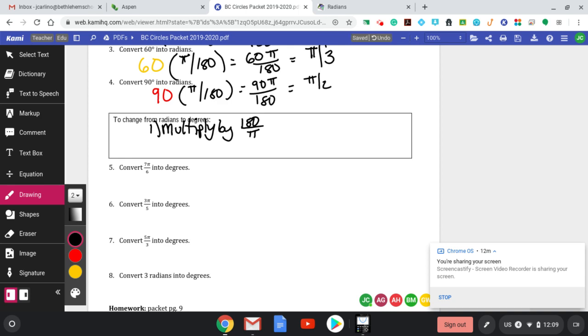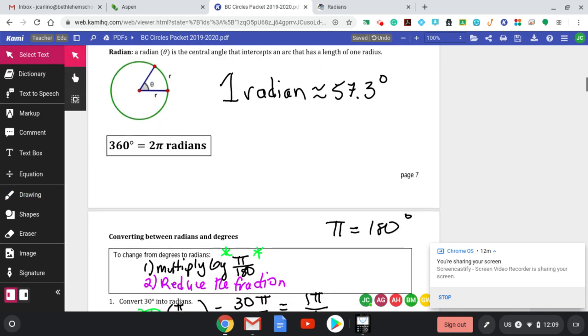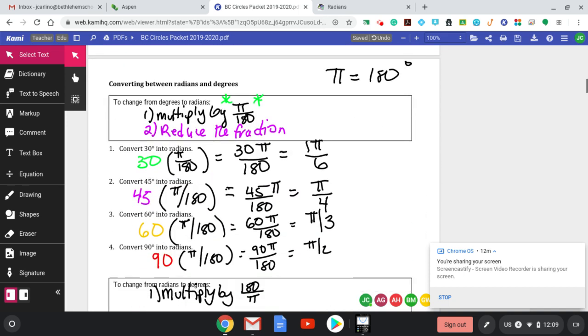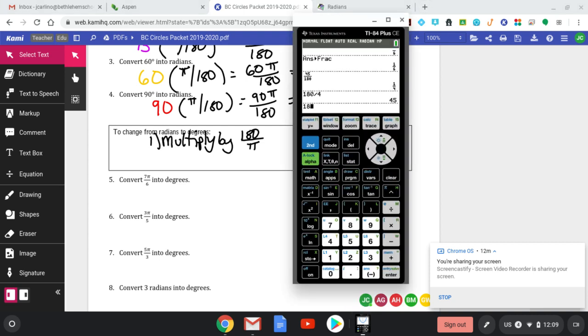And you're probably wondering, what the heck? Where does that come from? Well, remember up above, I gave you that little tidbit. 1 radian is equal to 57.3 degrees. Well, if you take 180 over pi, divided by pi, there it is, about 57.3 degrees. All right, so that's where this conversion comes from.